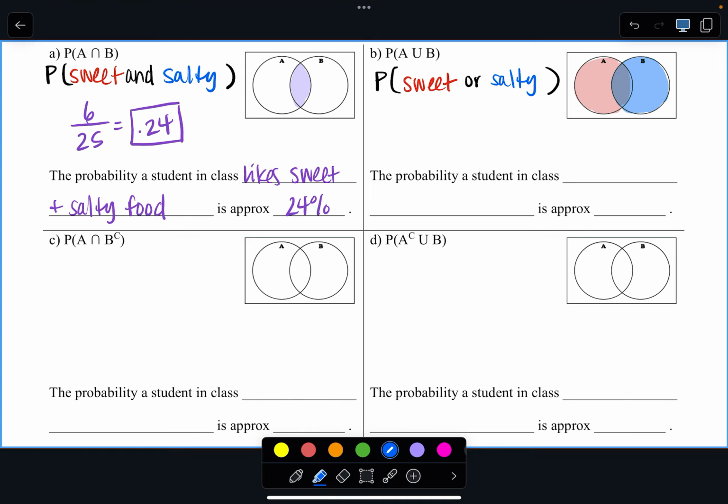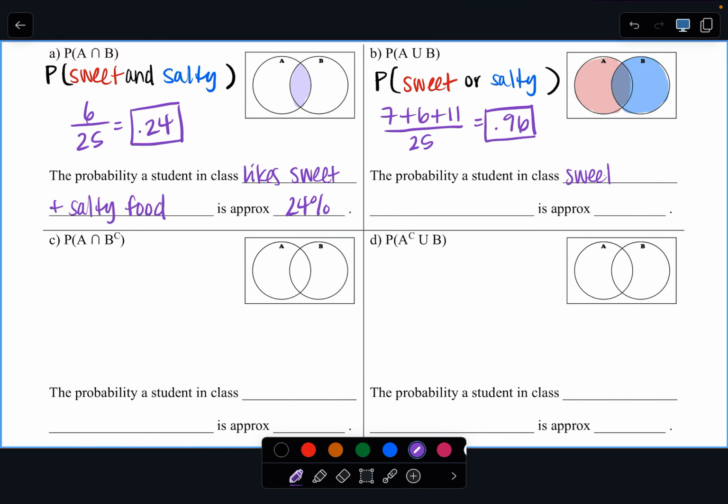So that means I am counting all 3 things from each of those areas. So I'm going to have my 7 plus 6 plus 11 all over 25, which is going to be 0.96. And that is going to be the probability a student in class likes sweet, or, oops, forgot my word, likes sweet or salty food is approximately 96%.